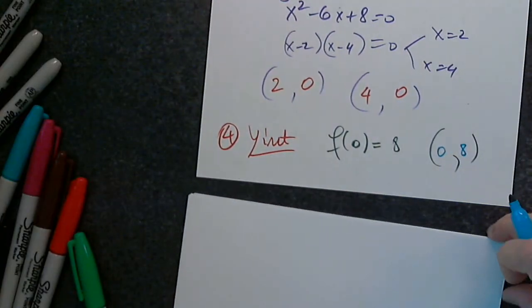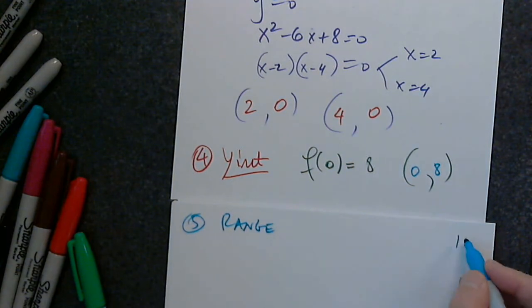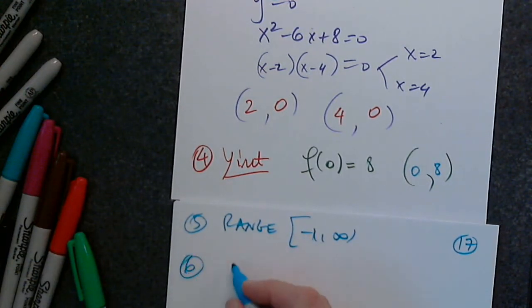Can anyone, without even graphing it, we know the range of this function. Can anyone give us the range? What is the minimum? We just determined the minimum a minute ago. -1. Right? We determined the vertex. 3, -1. And it opens up. So what will be the range? From -1 to infinity. Of course.